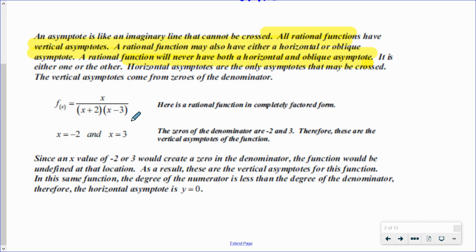So if we have this function here, then we've already expressed this function in factored form. That's our first step. And we find the zeros. So the zeros of the denominator are -2 and +3. If x equals either of those values, then the denominator will equal 0. So we have vertical asymptotes where x equals -2 and where x equals 3, because if we were to divide by 0, that would be a problem.